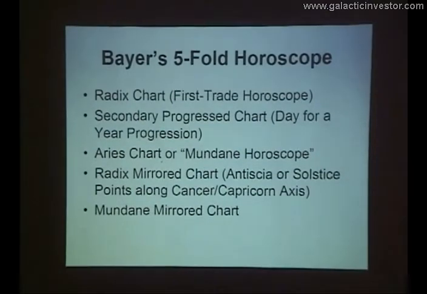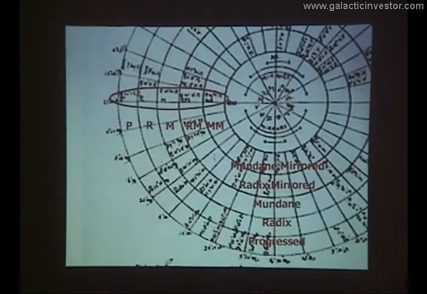So he put them together, 5 of them all on one wheel, working in from the outside. The outermost one is the progress chart, probably because he considered it the least important. And then we have the first trade chart or the radix chart next, and then going inward the mundane or Aries chart, and then the radix mirrored and the mundane mirrored. This is how he set this up.